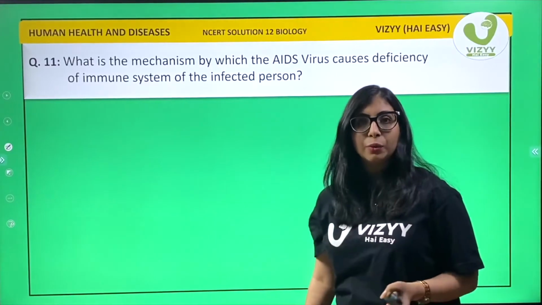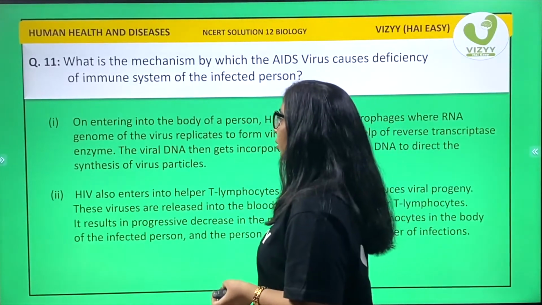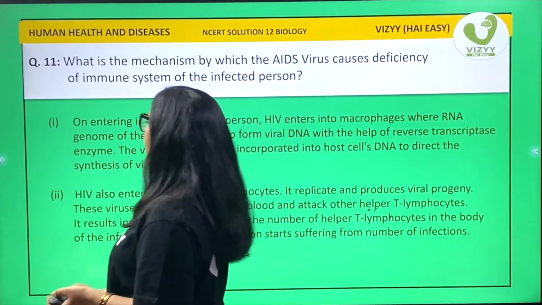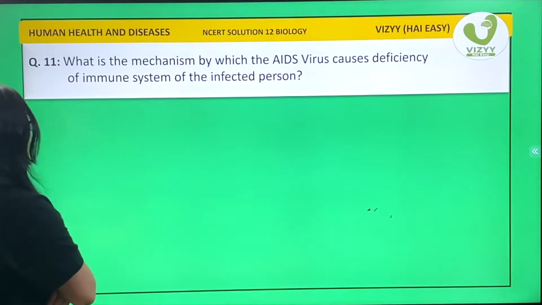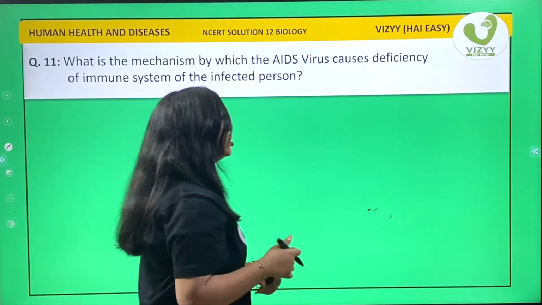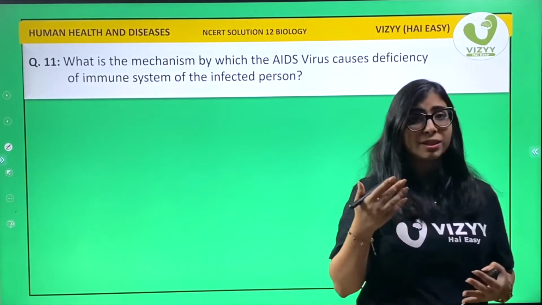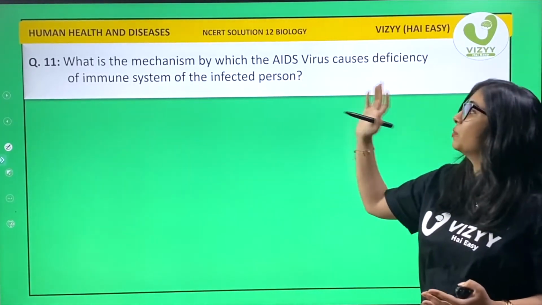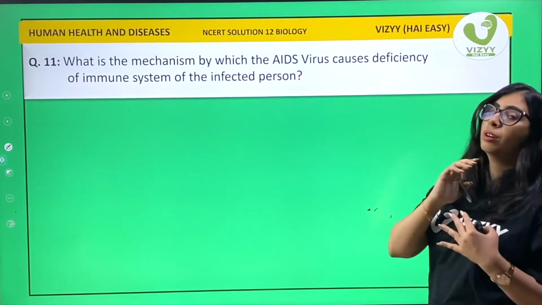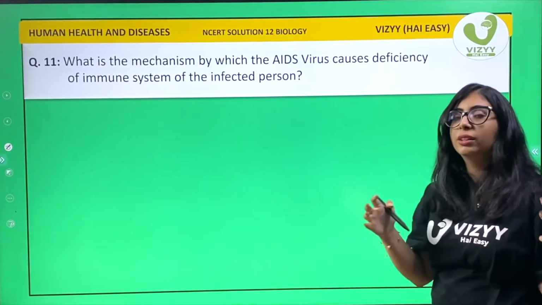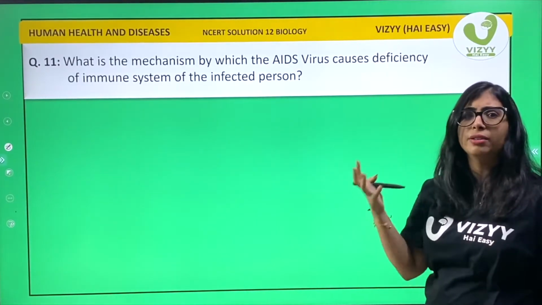Going ahead with question number 11. Question 11 here says, what is the mechanism by which AIDS virus causes deficiency in immune system of an infected person? So what does that AIDS virus do?